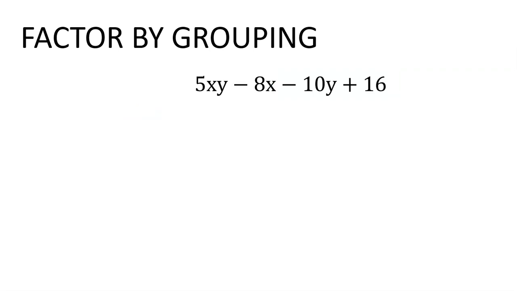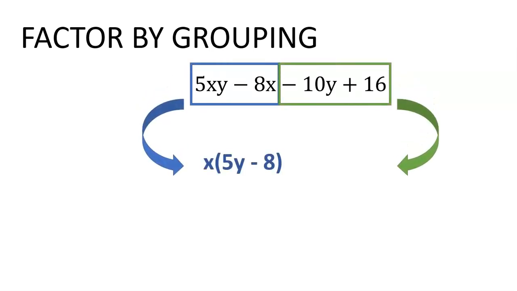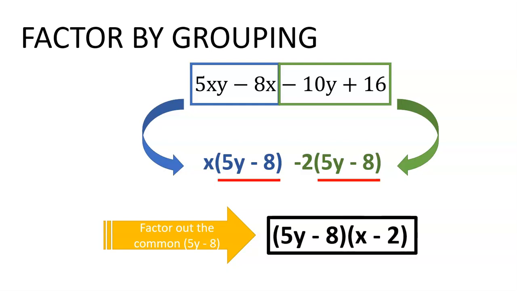5xy minus 8x minus 10y plus 16. Same thing. Split it up. Factor out the GCF. This time, my only GCF is an x. Factor that out, and I'm left with 5y minus 8. On the green side, I'm going to factor out a negative 2. This is similar to the other one. My insides match. The 5y minus 8 is then factored out, and I'm left with my final answer of 5y minus 8 times x minus 2.